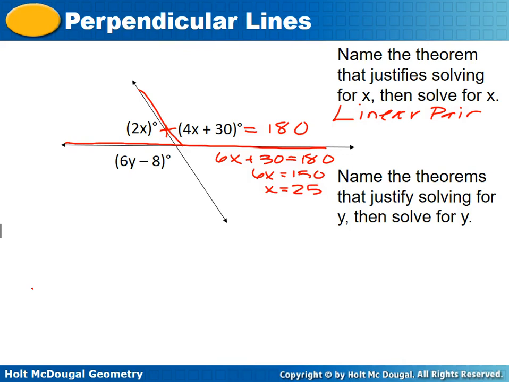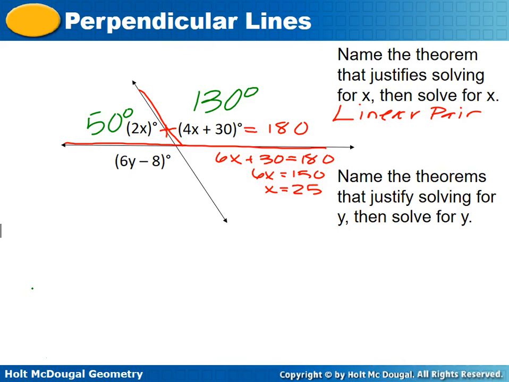Then we could use one of two relationships. Let's go ahead and plug this 25 back up in here. So this one is going to be 2 times 25. That's 50 degrees. And then this one over here, the one on the right, 4 times 25 is 100. So this is going to be 130.